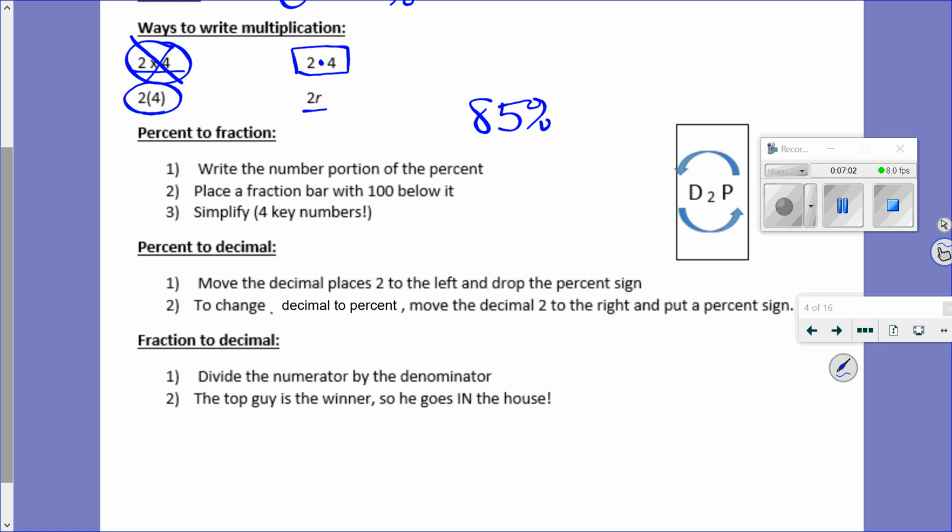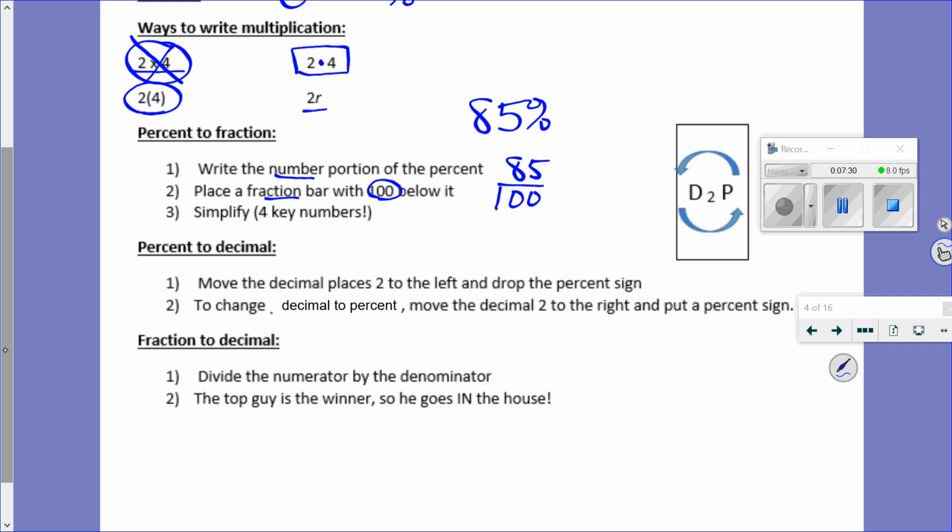You guys should write this into your notes. So you'll have an example right beside this, okay? Now, what am I going to do? To turn 85% into a fraction, the first thing I'm going to do is write the number portion of the percent. In other words, I write down the 85. I'm going to then place a fraction bar with a 100 below it. Why do I put 100 below it? Because percent is out of 100. It is the definition. Okay?